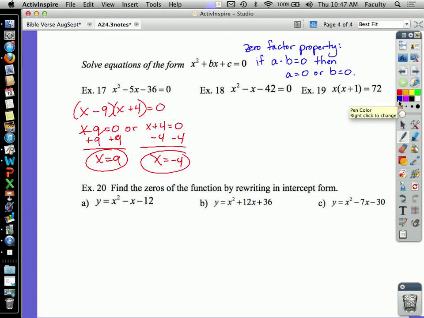In order to solve this, we need 0 on one side, which we have. It's definitely not a perfect square trinomial. So then I'm trying to think of two numbers that multiply to negative 42, but add up to negative 1. Elena? Negative 7 plus 6. Good job. Now, here's a common mistake on this one. I'll see an x plus 7 and an x minus 6.